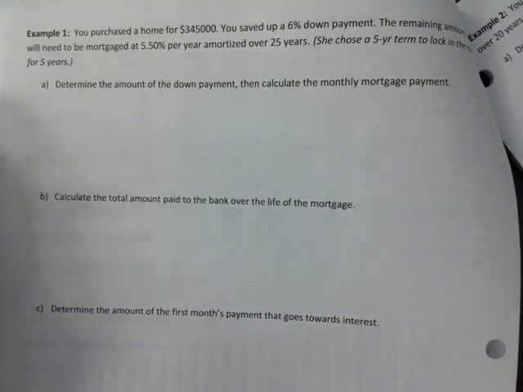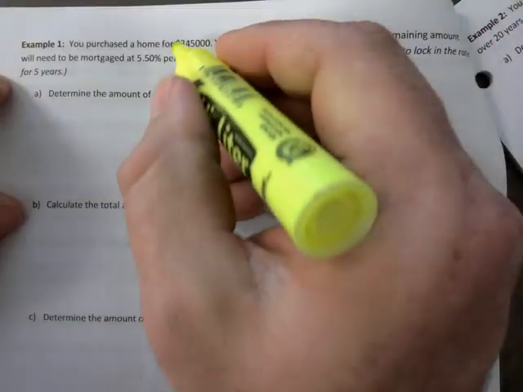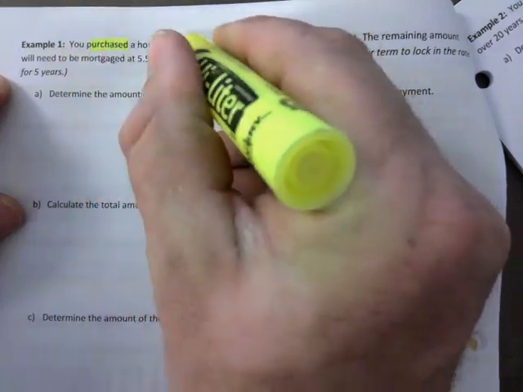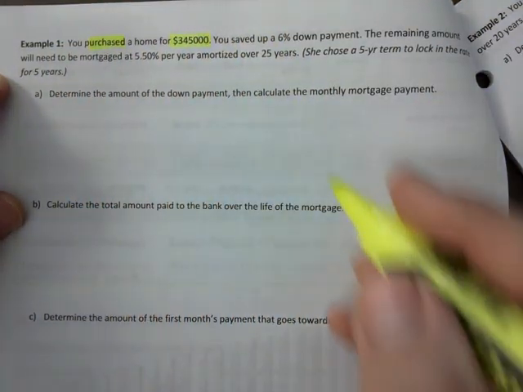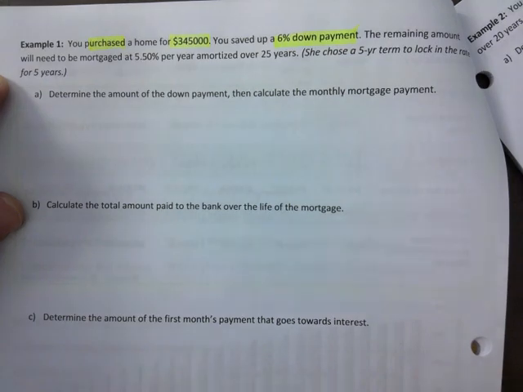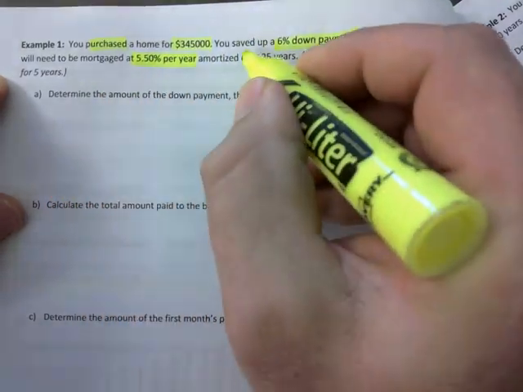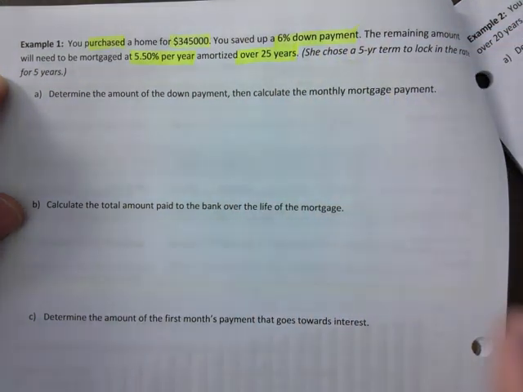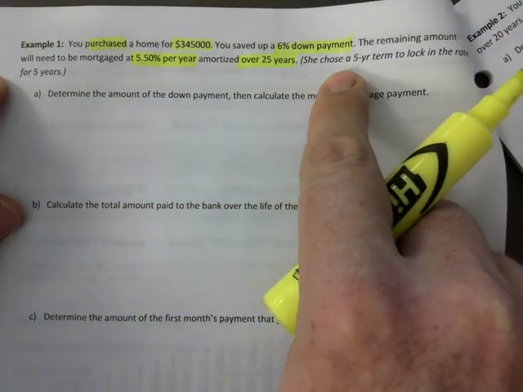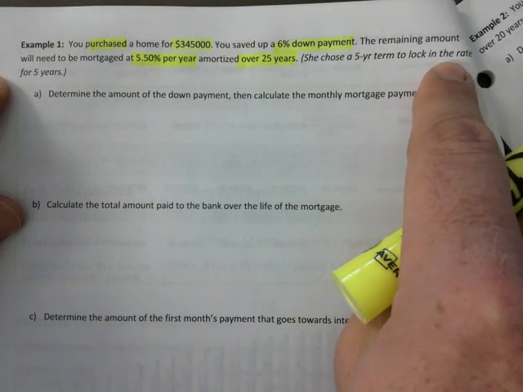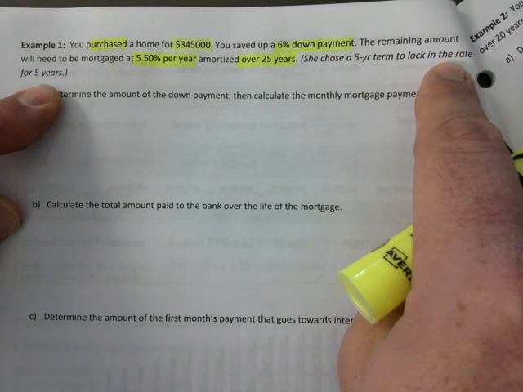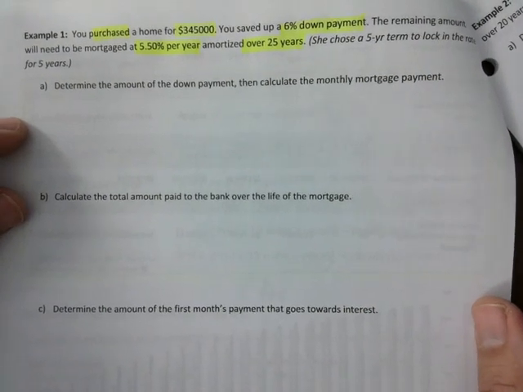So you purchase the home for $345,000, right? So that's the purchase for that much. You save up a 6% down payment. The remaining amount will need to be mortgaged at 5.5% per year over 25 years. Watch what it says here. She chose a 5-year term to lock in the rate for 5 years. That's quite common to do. And I'll explain that in more detail once we do this part.